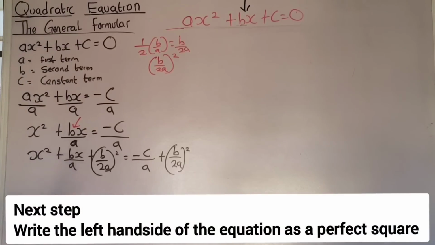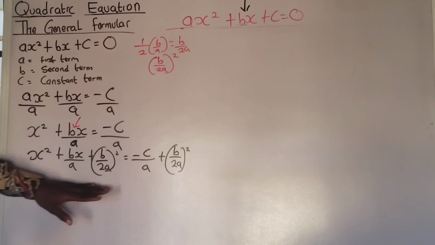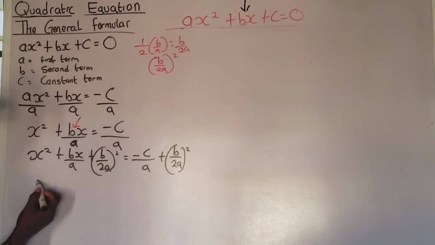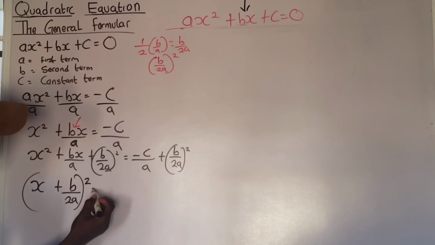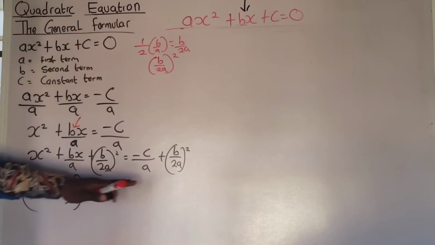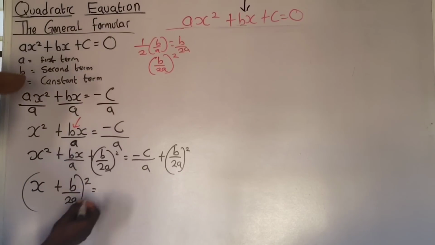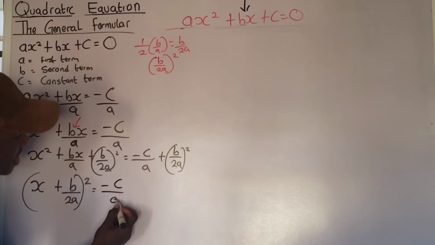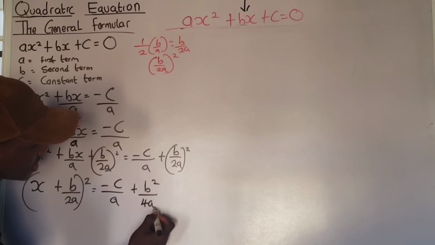Now I'm going to rewrite the left hand side of this equation as a perfect square. Hence, I'm going to have x plus b all over 2a squared equals, now for the right hand side of the equation, I'm going to simplify it. So I'm going to have negative c all over a plus b squared all over 4a squared.